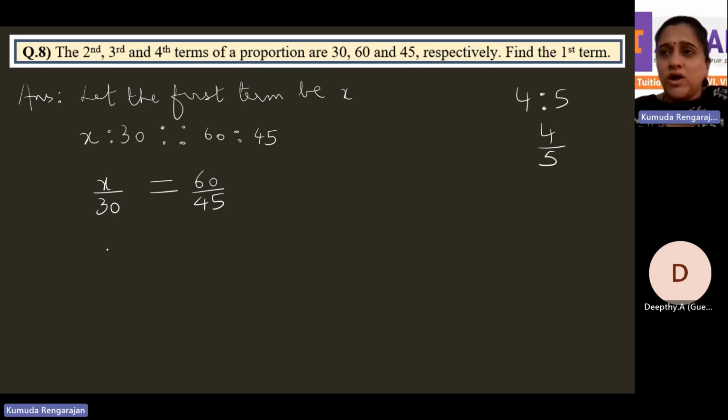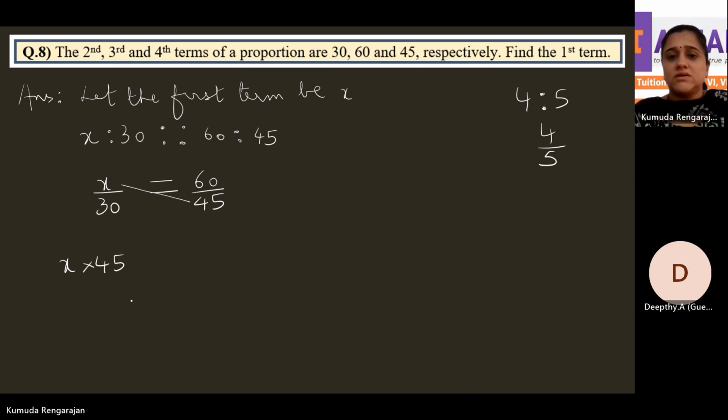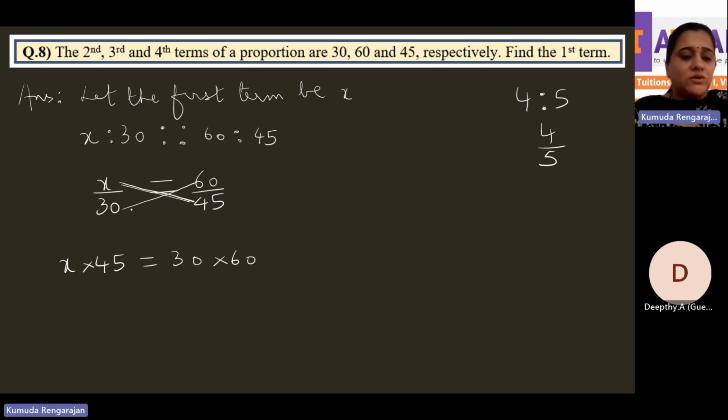Now, have I told you how to cross multiply? I have, right? Okay, so how do we cross multiply? See here, multiply these two numbers. So x into 45 is equal to, multiply these two, 30 into 60. Is this understood? x into 45 is equal to 30 into 60. So now x will be equal to, tell me.